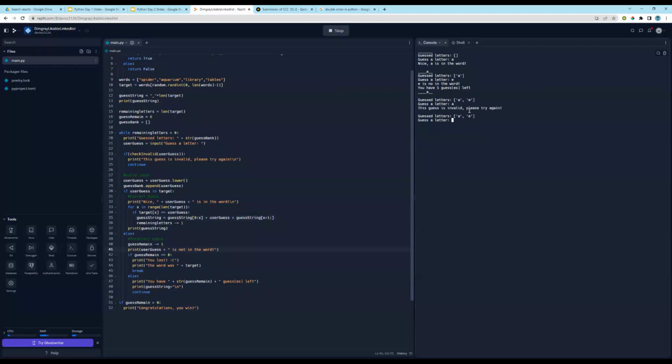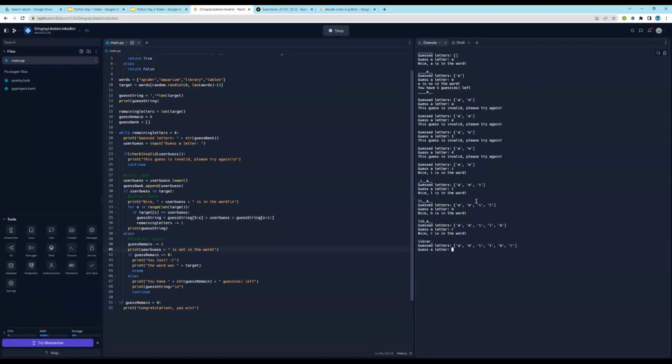If we guess A again, it doesn't matter, try again. E again, because it's already in there. If we guess a bunch of random stuff, it will not be in there. So if we guess I, we say I isn't in the word. But at this point, if we look at our bank, we know that the word is library. So just put library. And notice how if we put R, we actually get both of the R's.